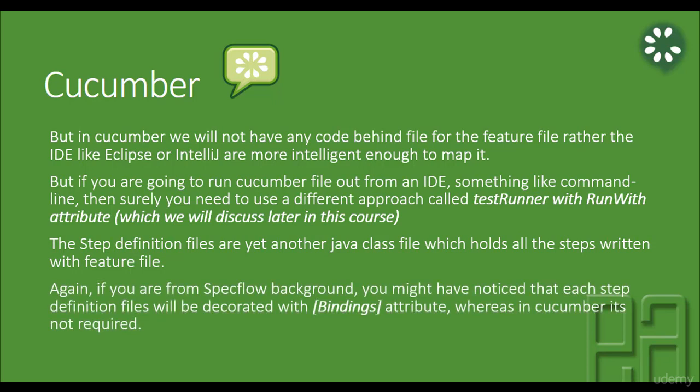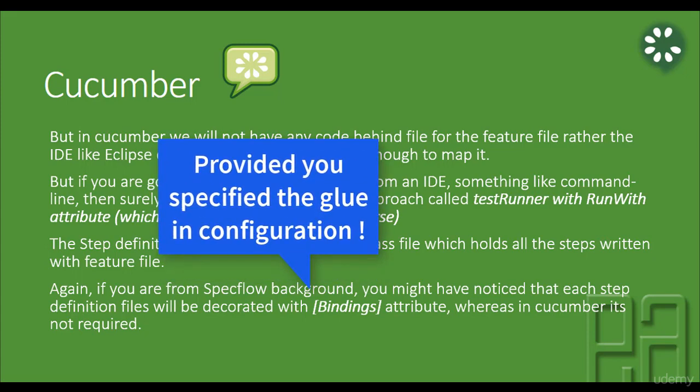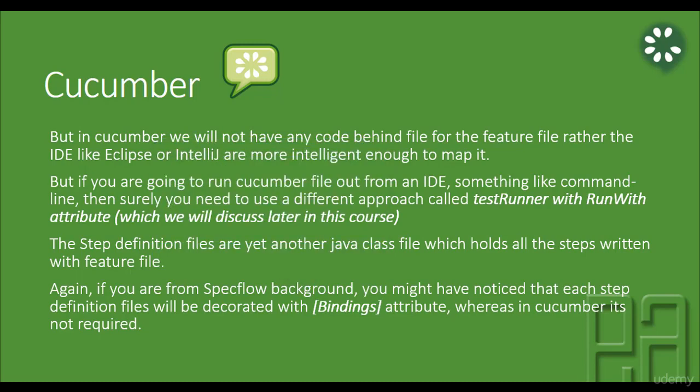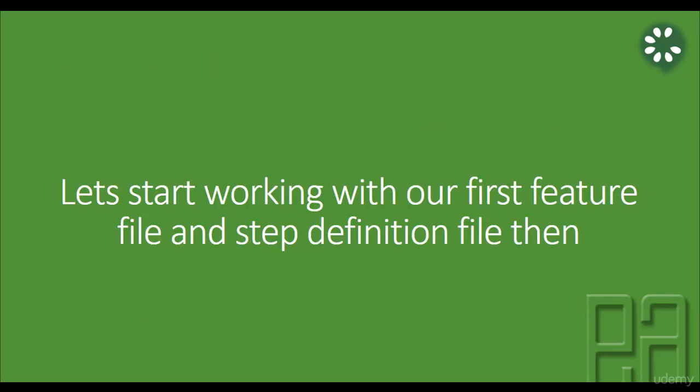Again, if you are from a SpecFlow background, you might have noticed that each step definition file is decorated with a Binding attribute in C#, whereas in Cucumber, it's not required. The mapping between a feature file's step and the step definition file's step happens automatically in Cucumber, but in SpecFlow, that's not the case. So let's start working with our first feature file which we created in our previous video, and we will create a step definition file and understand how things work.